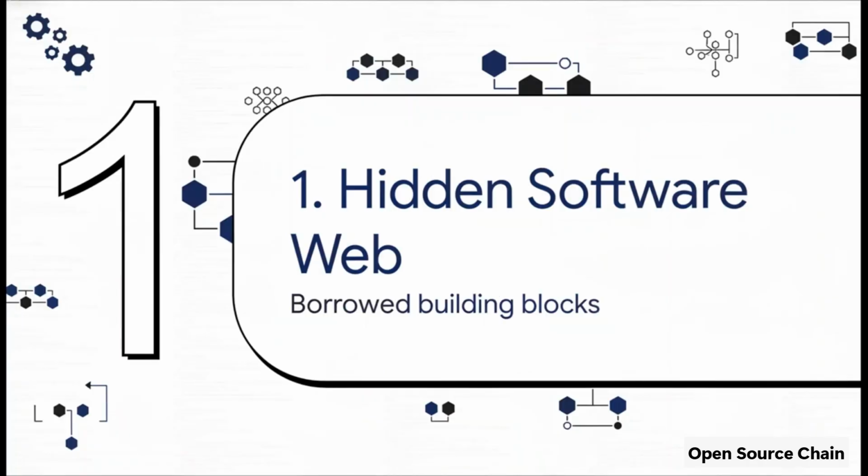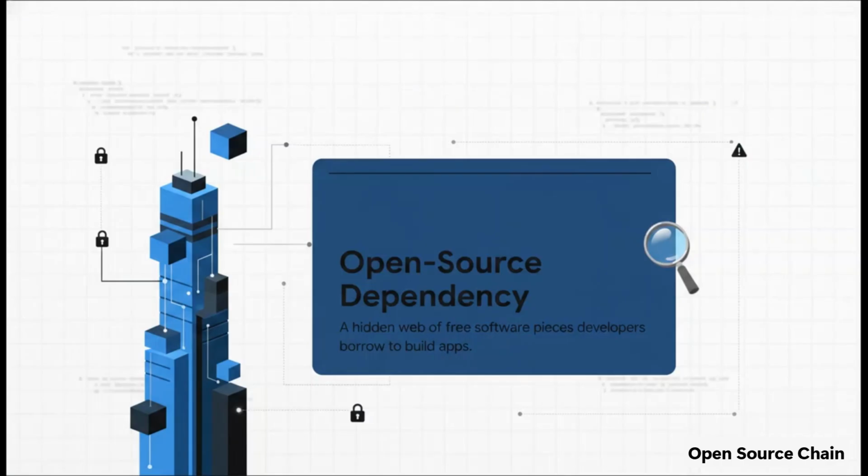The hidden software web. Building with borrowed blocks. The crucial point here really starts with understanding how modern organizations actually build their software today. To really grasp this, I want you to imagine constructing a massive skyscraper. But instead of buying your own steel and pouring your own concrete, you're literally building it out of thousands of random, free bricks you found in alleys left by strangers on the internet. Sounds like a completely crazy way to build a real building, right? Well, that is exactly what an open-source dependency chain is.